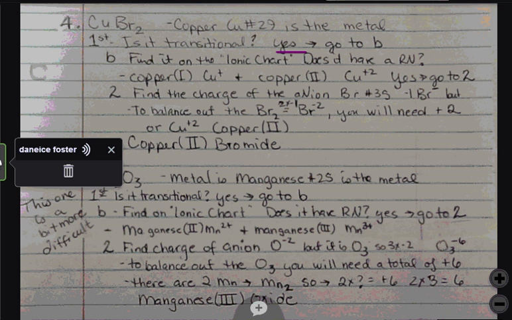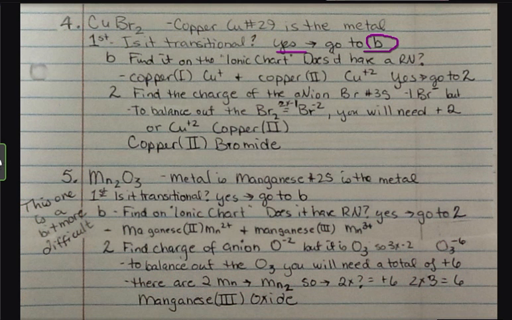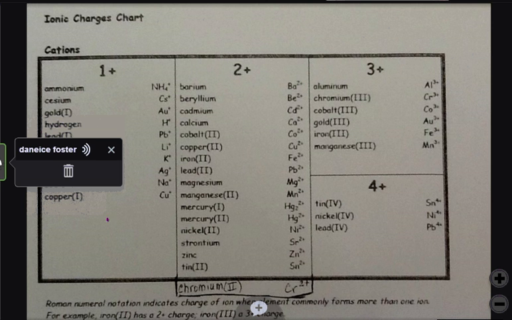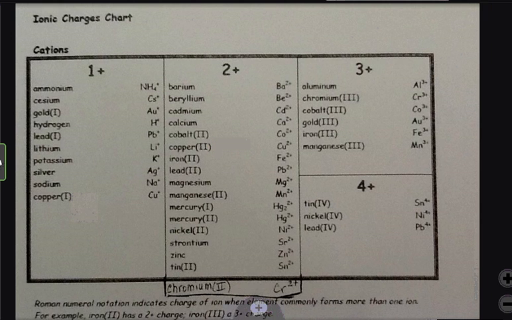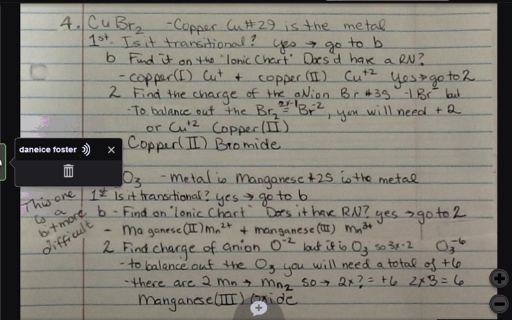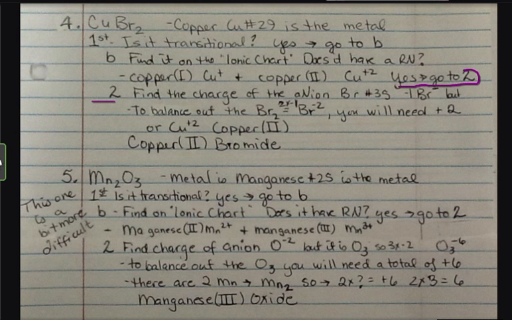So it is transitional, so we go to B. Here is B. I went ahead and wrote it down. Now we find it on the ionic chart. Does it have a Roman numeral? We already know it does, so let's just go back and check our ionic chart. Since it's copper, and we just did copper, we know we have a copper 1 and a copper 2. So, yes, we know it has Roman numerals, so we're going to go to number 2.